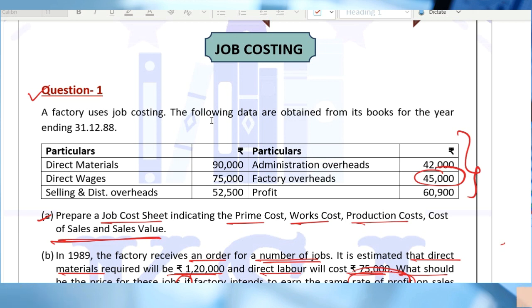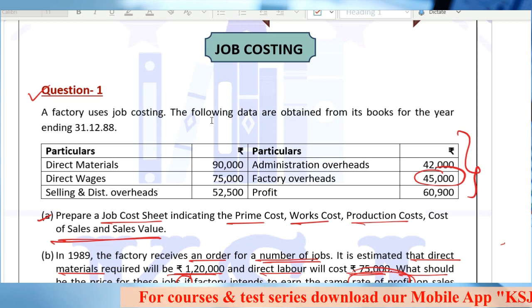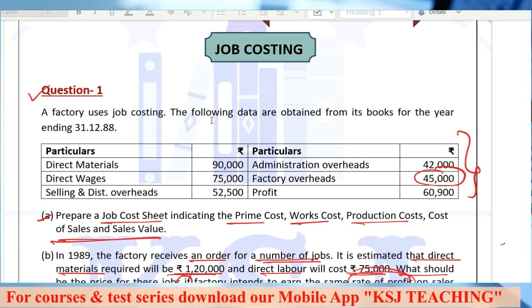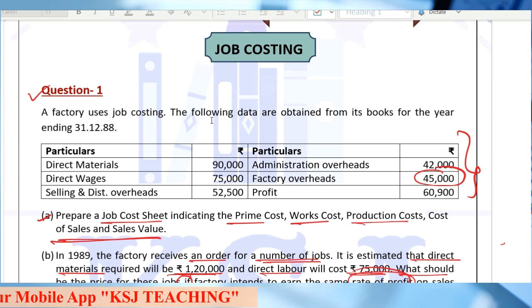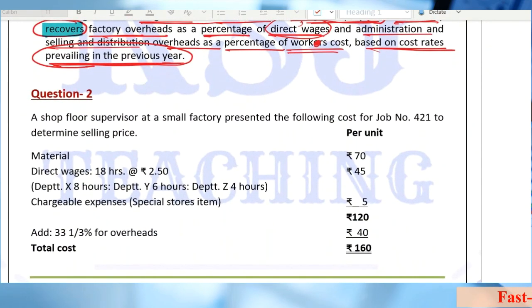So there is nothing much in this chapter, very simple, but the only thing is that the practical sums are to be done very carefully, as we have seen in question number 1 that we have done, right? So in this lecture, we are going to continue with the practical questions. We'll be doing question number 2, right?